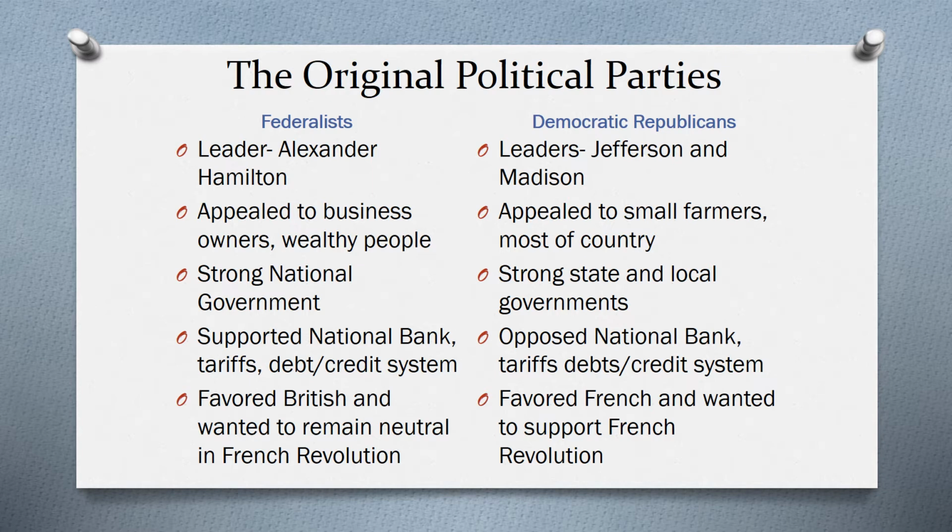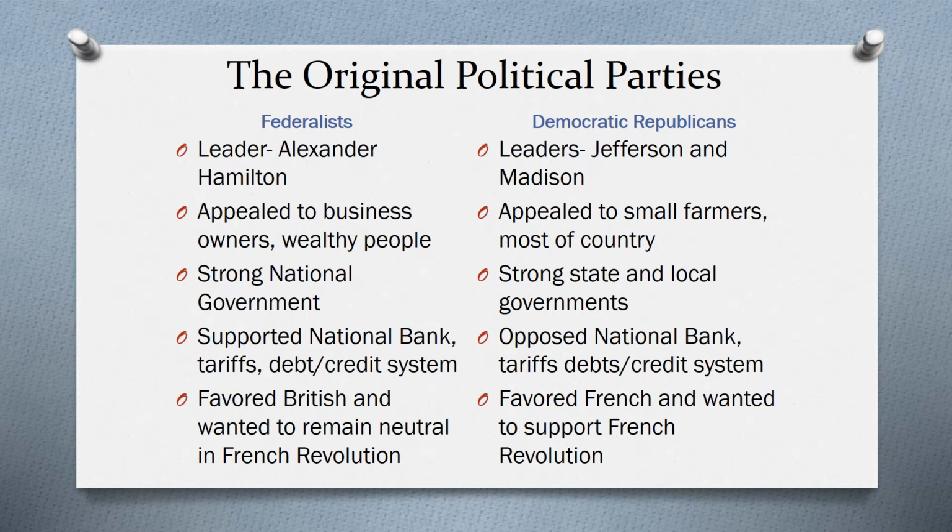So first thing we want to point out, the two leaders of each party, right? The Federalists were led by Alexander Hamilton, the Democratic Republicans by Thomas Jefferson, and also James Madison, who would become our fourth president, and we're going to take a real in-depth look at those two men later on once they become president in this unit.